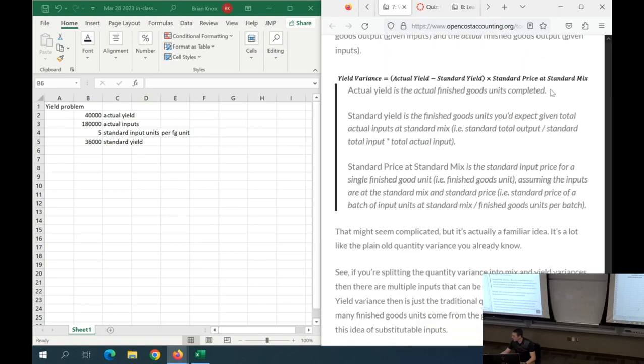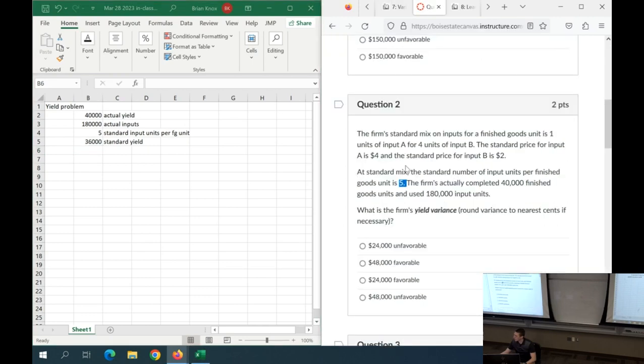Okay. We need standard price at standard mix here. So standard price at standard mix is the standard input price for a single finished goods unit. Each finished goods unit is going to carry 4 units of B at $2 per unit and 1 unit of A at $4 per unit. So let's figure out what that standard price is.